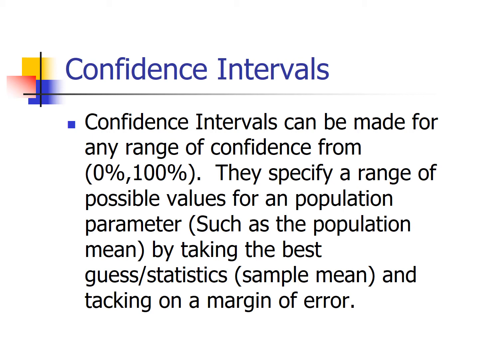Now, confidence intervals basically specify a range of plausible or possible values for some population parameter, for example, the population mean. And they do this by taking the best guess, which is a statistic, in the example we just talked about, the sample mean, and tacking onto that some sort of margin of error. Right, so it's a very simple and intuitive idea.